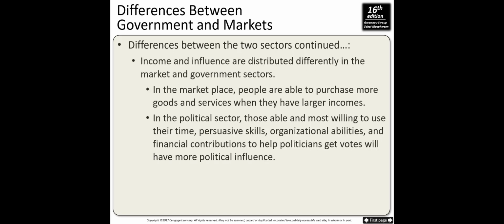Next, income and influence are distributed differently in the market and government sector. In the marketplace, people are able to purchase more goods and services when they have larger incomes. In the political sector, those able and most willing to use their time, persuasive skills, organizational abilities, and financial contributions to help politicians get votes will have more political influence. So it's not about income only, you have to have other abilities to get political influence.